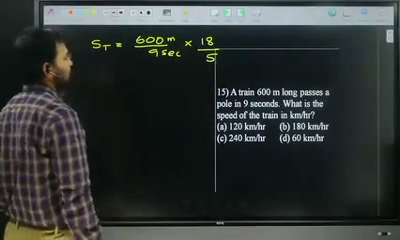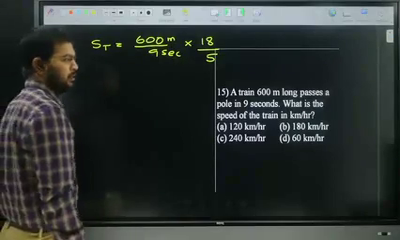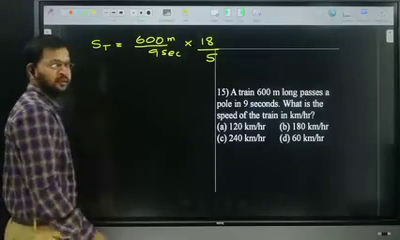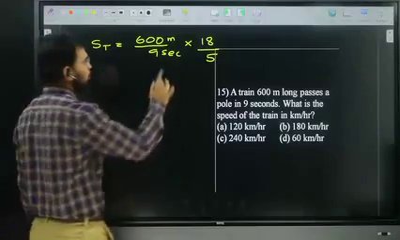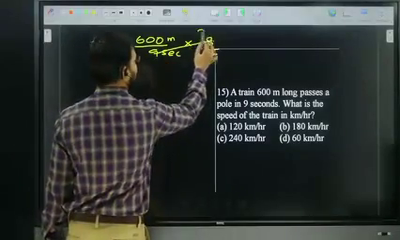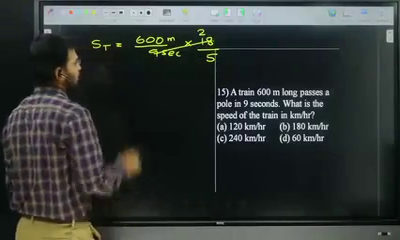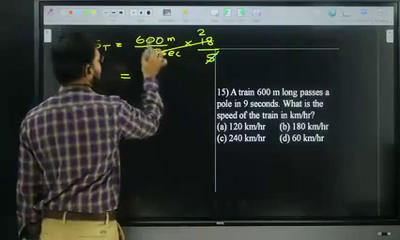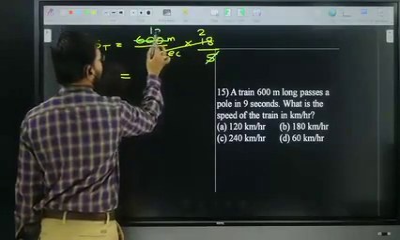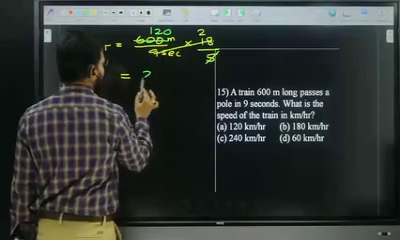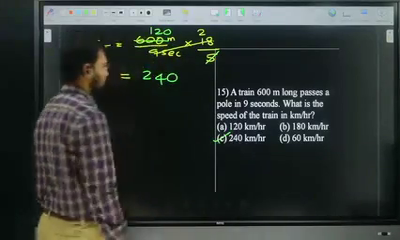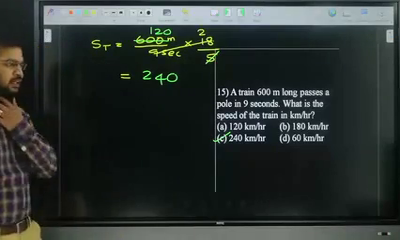Look at me, all of you. 9 5s are 45. No need to go for 45. Simply, 9 2s are 18, and 5 times how many? 600. 5 120 times 600. 12 2s are how much? 240. Therefore, 240 kilometer per hour.